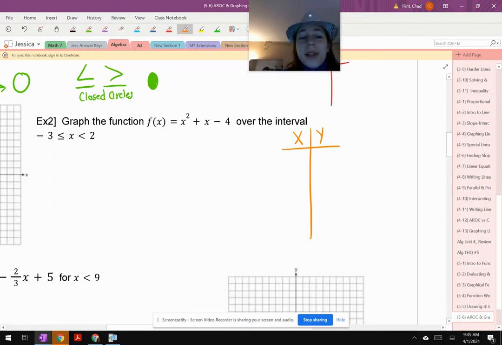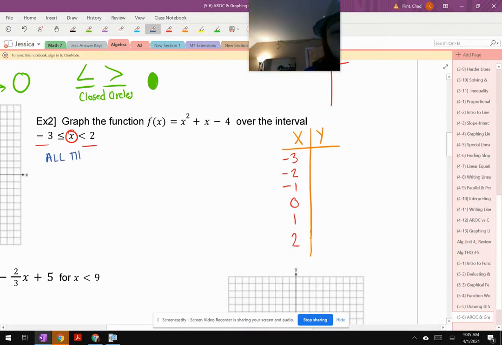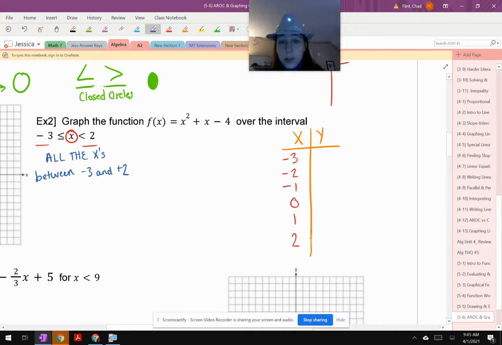And the numbers I'm going to put in are from the x's right here. -3, -2, -1, 0, 1, 2. Notice I didn't just use -3 and 2. I used all of the numbers in between, because that inequality says -3 is less than or equal to x, which is less than 2. So that's saying all the x's between -3 and +2. And that's what we did.